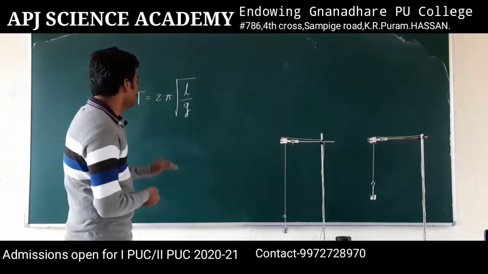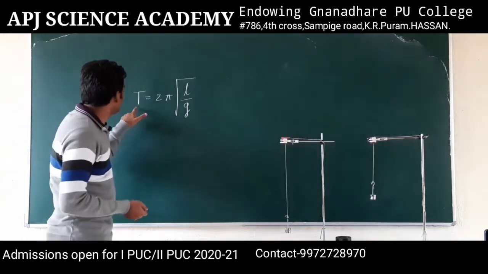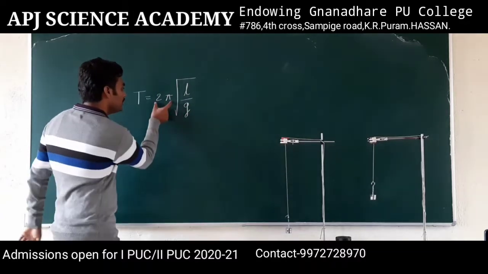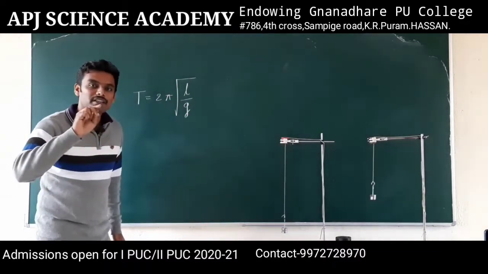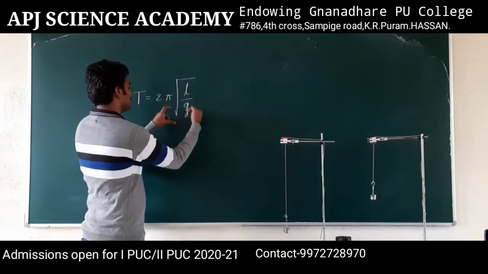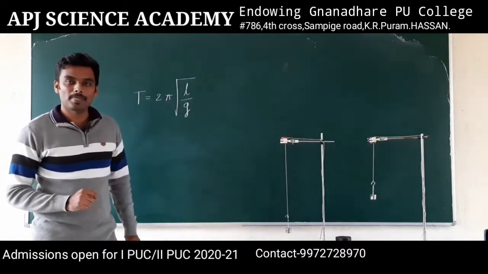Now look at this. According to this formula, the time period is dependent on different factors. 2π is a constant, that remains the same and will not change. So this L and g decide what the time period of the oscillation is.